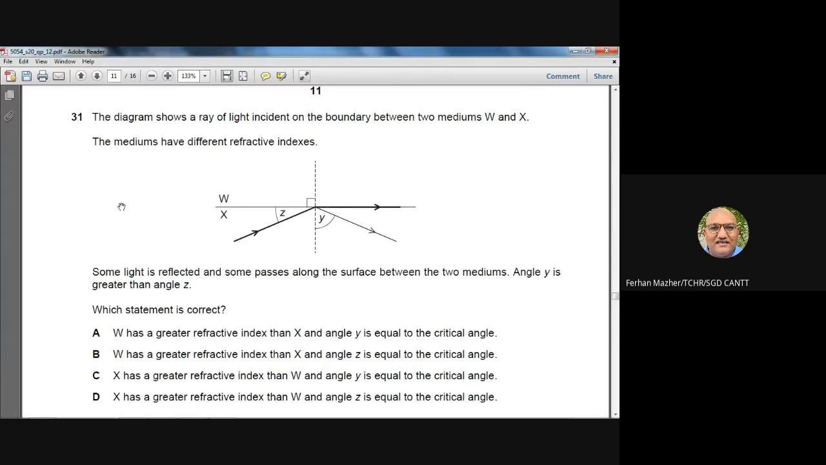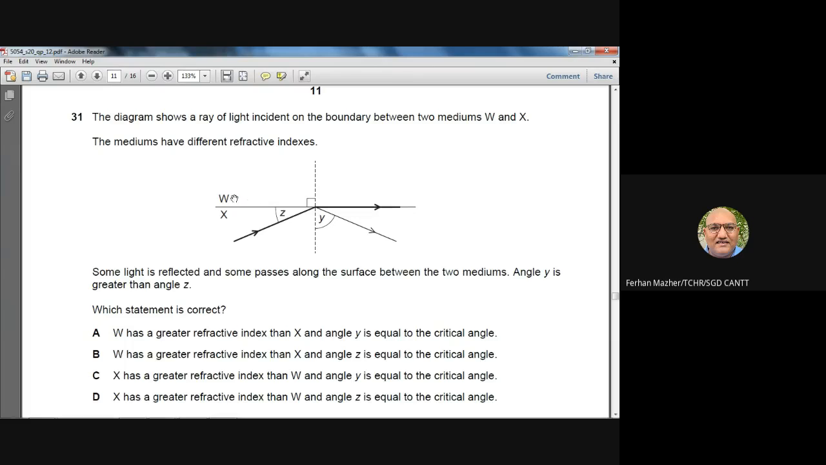The diagram shows a ray of light incident on the boundary between two mediums, W and X. The mediums have different refractive indices. Some light is reflected and some passes along the surface between the two mediums. Angle Y is greater than angle Z. Which statement is correct? Okay.